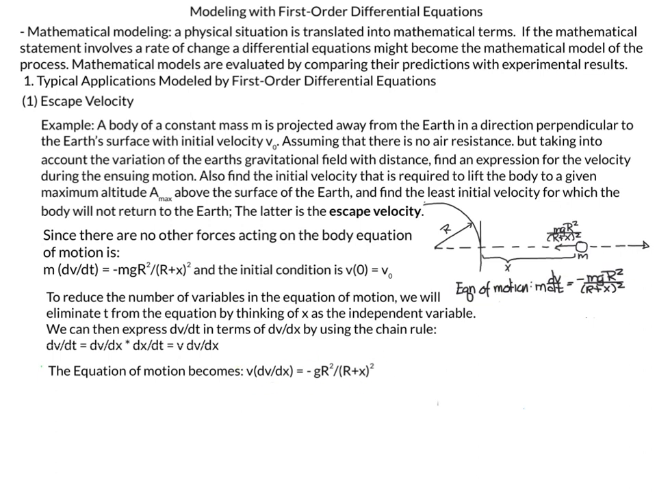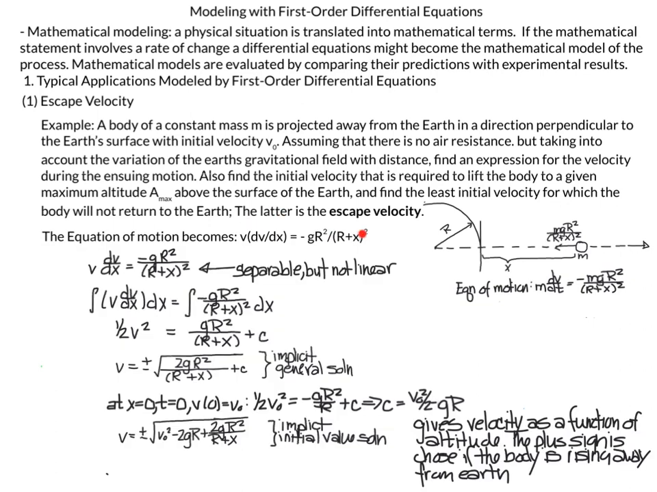So now we only have two variables, x and v. And not only do we have two variables, we have x, and then we have v, which is dependent on x. So we have this lovely differential equation in the form that we're kind of used to. I have the equation here, and I rewrote it here. So we have v dv/dx is equal to minus g r squared over r plus x squared.